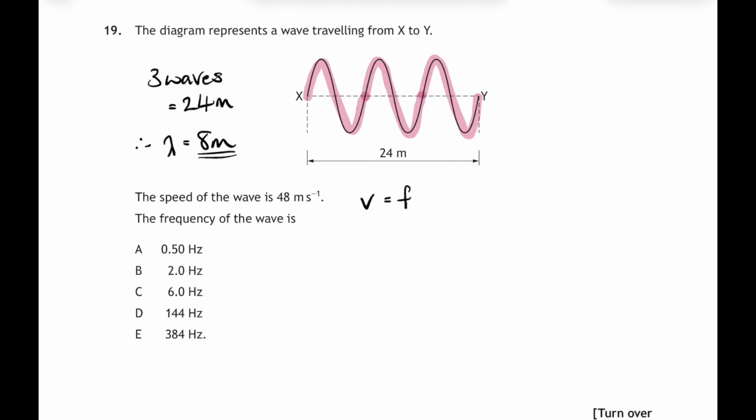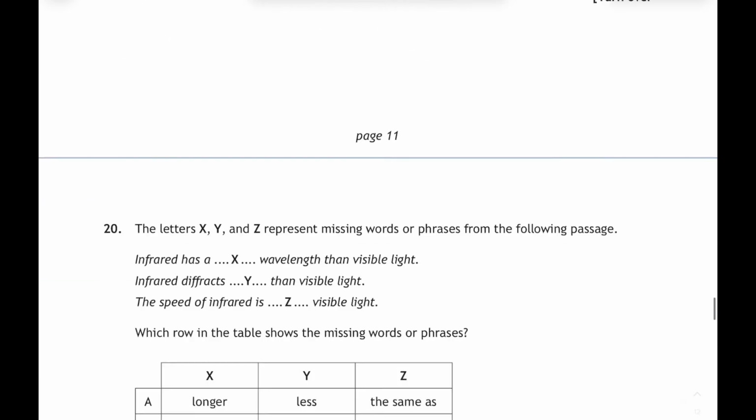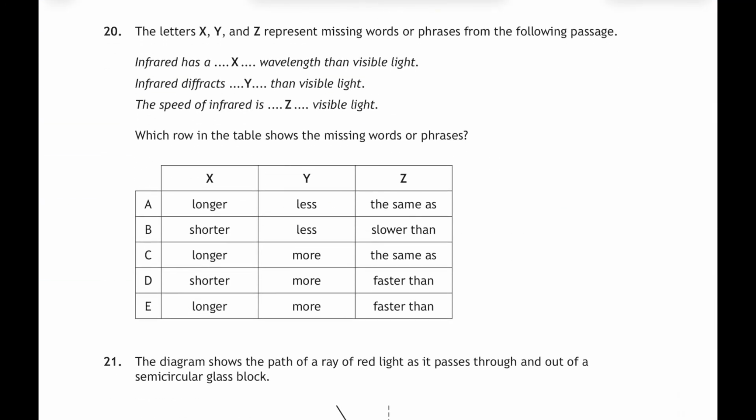We can now use our wave equation, v equals f times lambda, and substitute in for the speed of the wave and the wavelength of the wave, and then rearrange it to find the frequency. 48 divided by 8 gives us 6 Hertz, and that corresponds to answer C, 19C. Question 20. The letters X, Y and Z represent missing words or phrases from the following passage. Infrared has a blank wavelength than visible light.